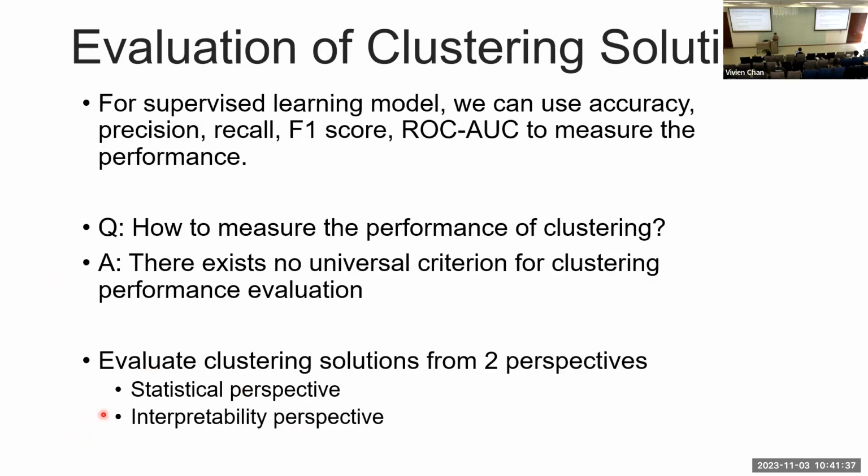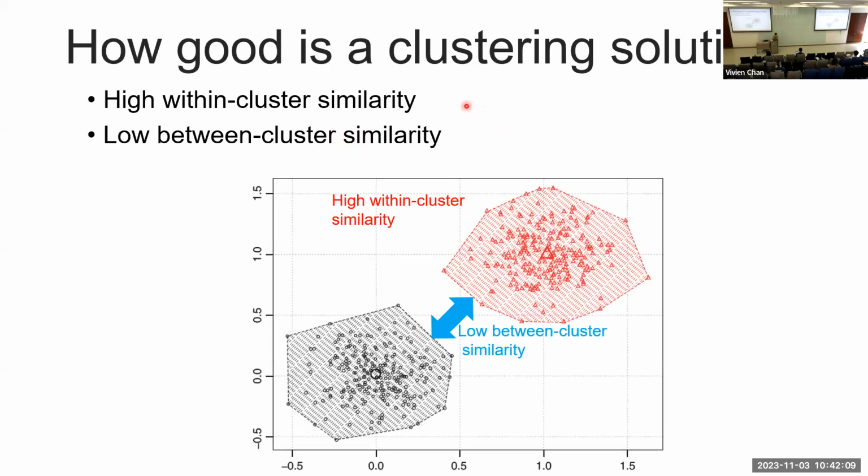But we can evaluate the solution from two different perspectives. The first one, interpretability, we have mentioned just now. That means after partitioning the data set into different clusters, are the final clusters interpretable? That is one perspective. The other perspective is the statistical perspective. What does this mean? We are talking about similarity. For a good cluster solution, we would want a high within-cluster similarity and a low between-cluster similarity, because it is very obvious.